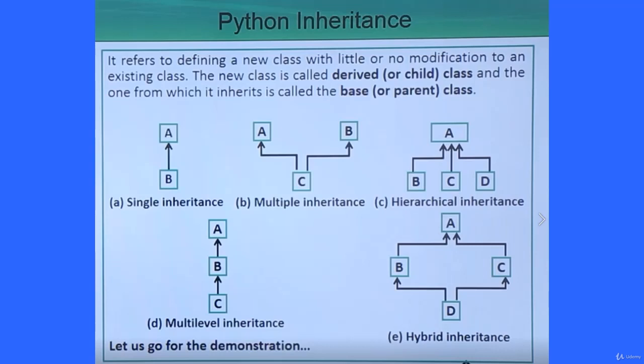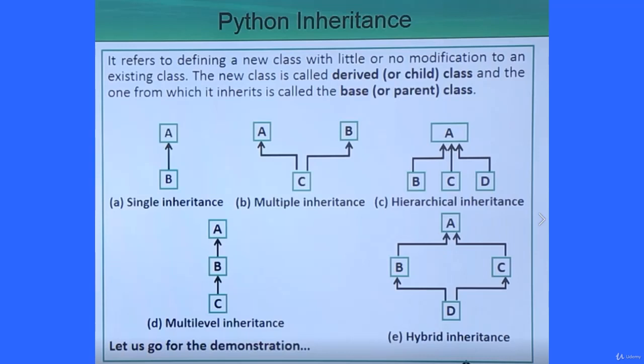What is the first one? There is single inheritance, which means one base class and one derived class. That is known as single inheritance. Then we have multiple inheritance. What does it mean? We will have multiple base classes, not only 2; we can have more than 2 also. We will have multiple base classes but one derived class. So this derived class will inherit the properties from all the base classes.